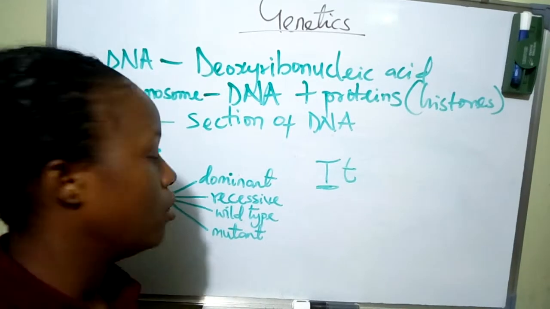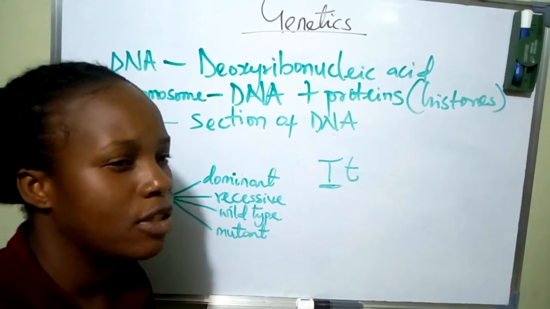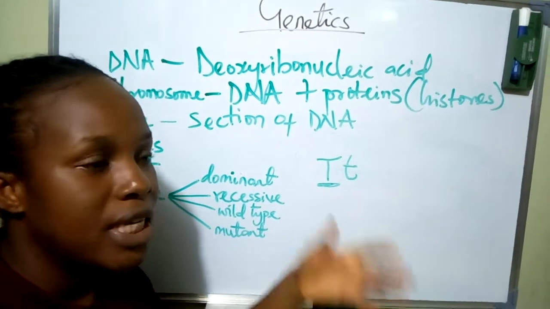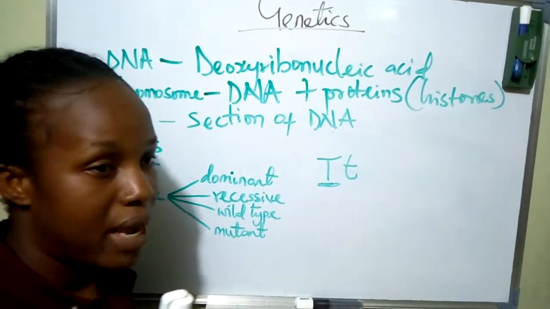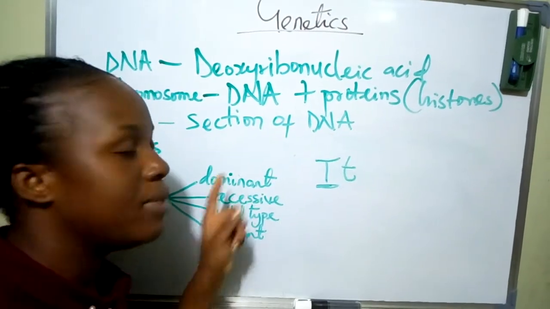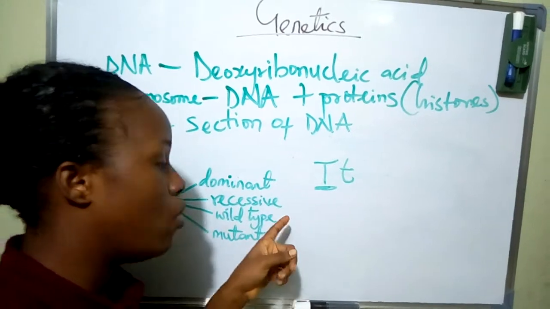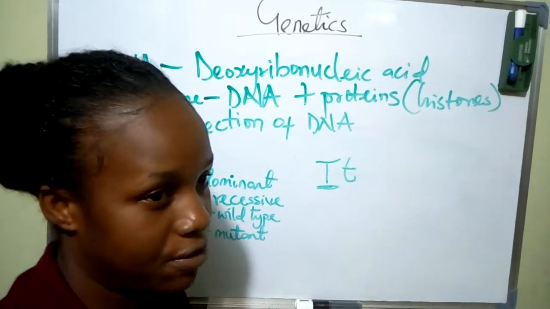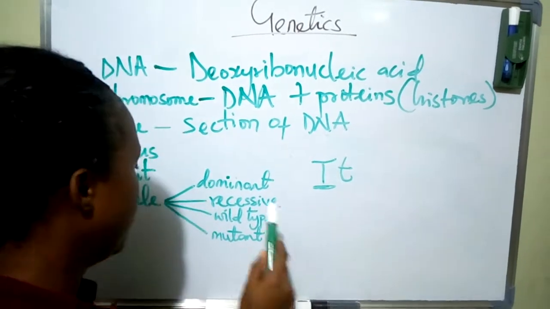Wild type alleles. Wild type alleles are alleles that code for the phenotype that is most common among individuals in a particular population. But mind you, wild type and dominant are not the same. An allele might be a wild type, but it is recessive. It might be common in the population, but it is not a dominant allele.